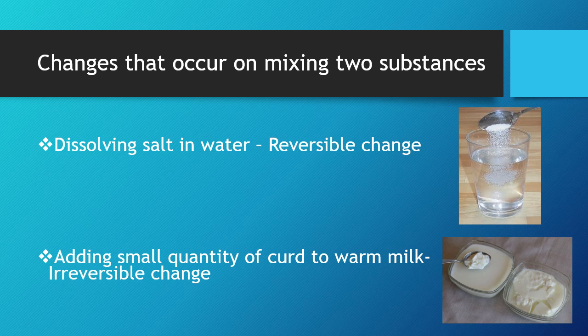Another example is setting of curd. So, when you add a small quantity of curd to warm milk and leave it for a few hours, you see that milk changes into curd. So, what type of change is this? This is an irreversible change because you cannot get back milk again. So, mixing of substances can either cause a reversible change or an irreversible change.